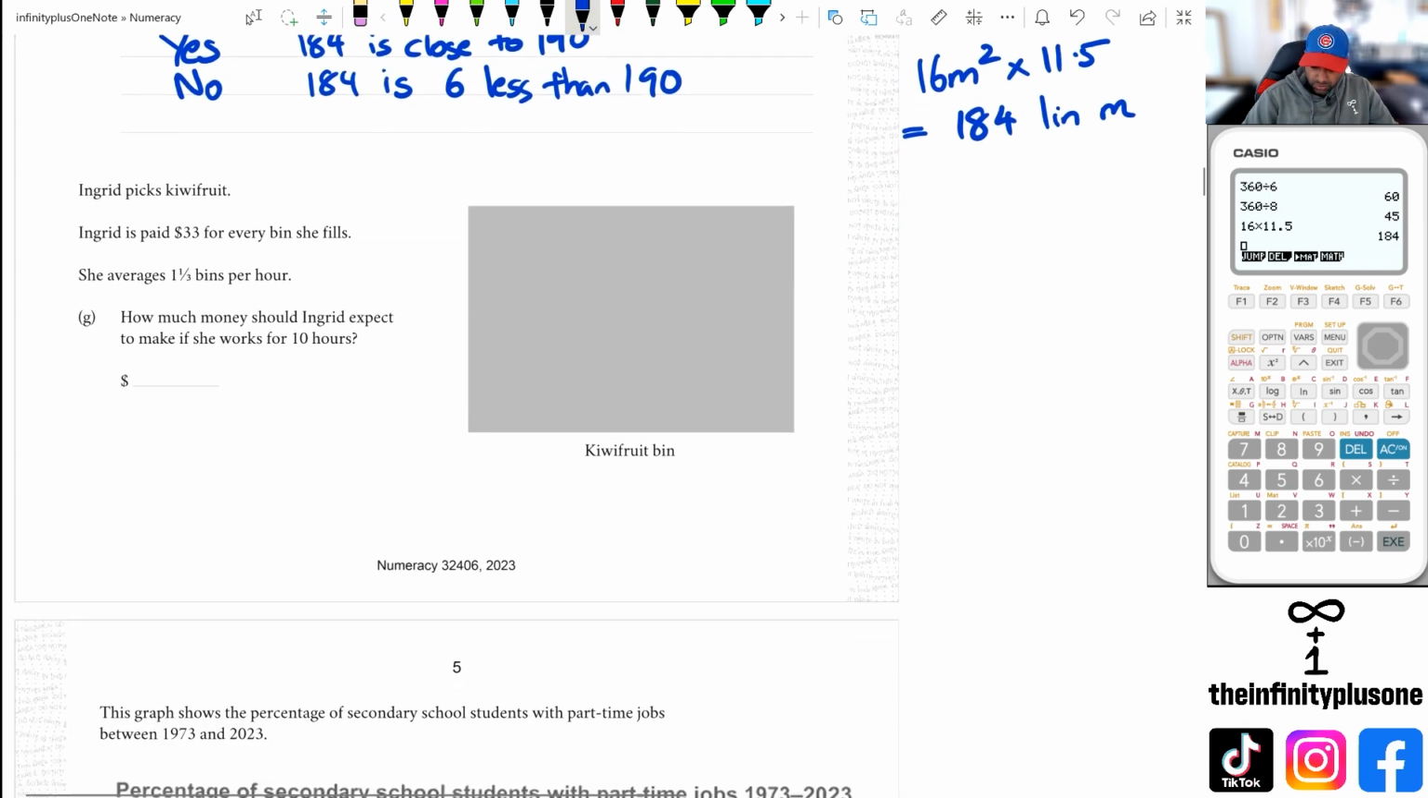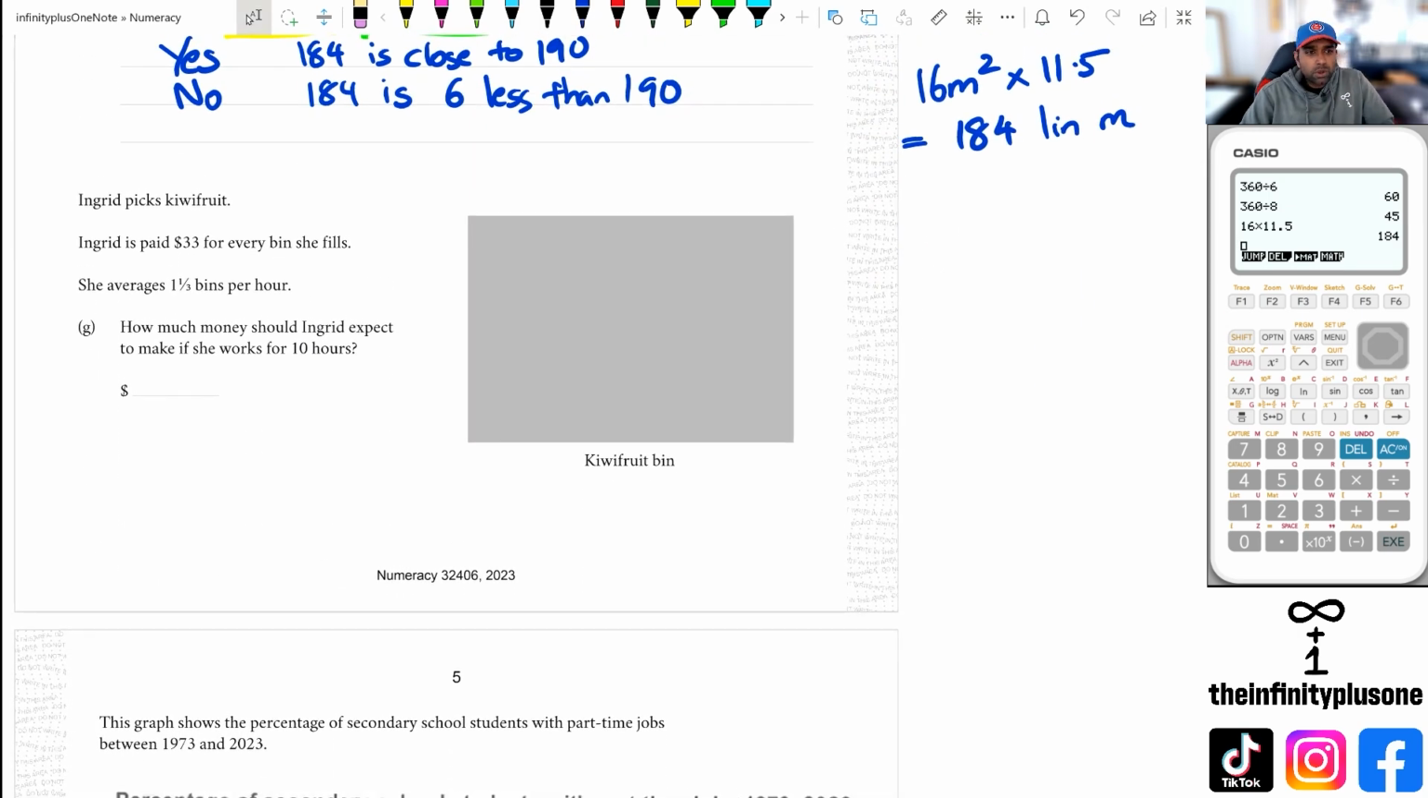All right, so let's go to the next question. What we've got is Ingrid picks kiwi fruit. She's paid $33 for every bin she fills, right? She averages 1/3 bins per hour. How much money should she expect over 10 hours? The first thing we want to do is work out how many bins she's going to fill in 10 hours.